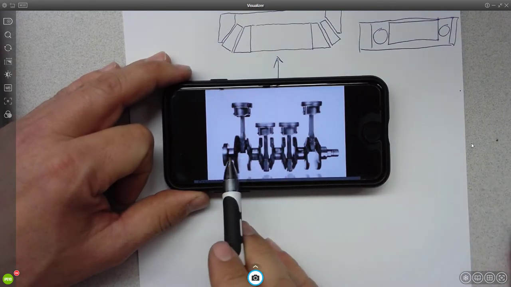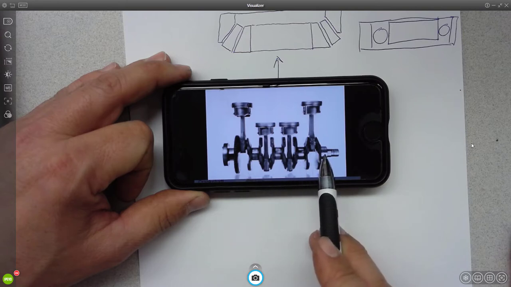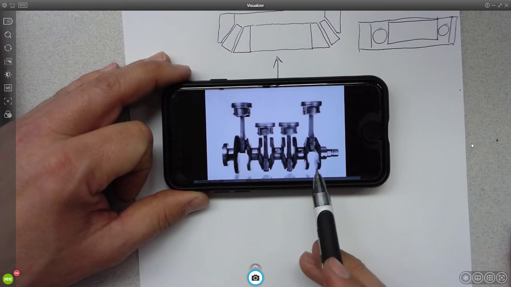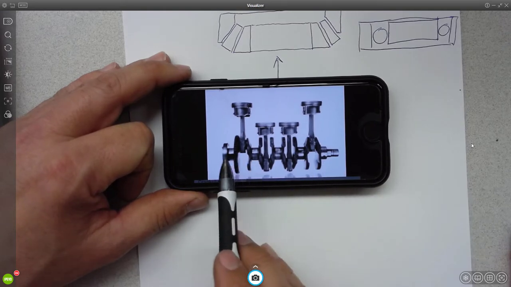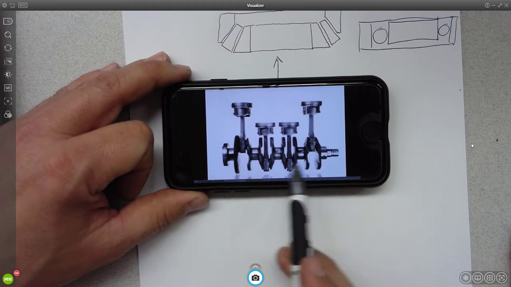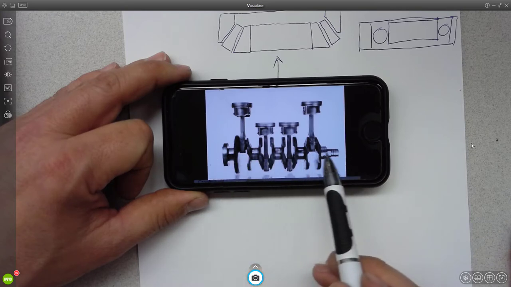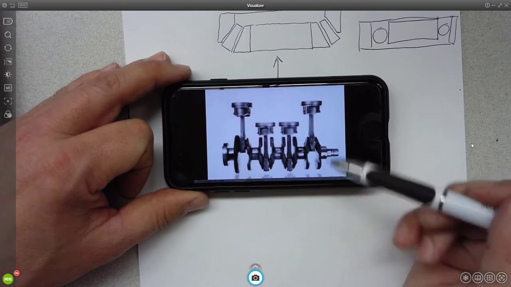You can see right here, right there, and right there is where the crankshaft is supported. So there are 5 journal bearings in this motor. So it would be a 5 main bearing. What that means is that this crankshaft is held in 5 bearings that allow it to spin.